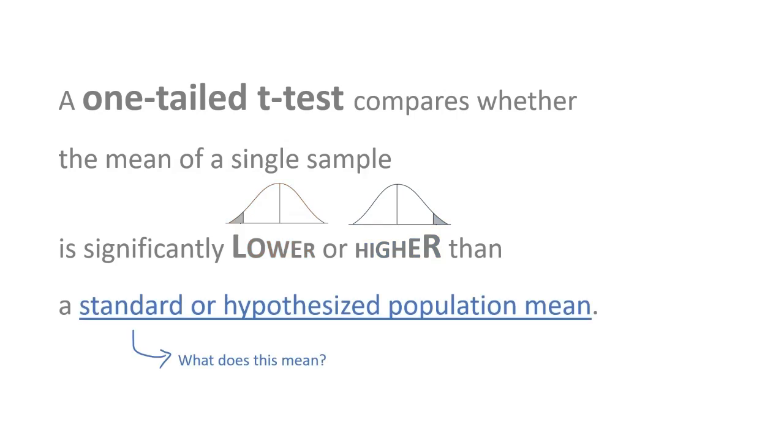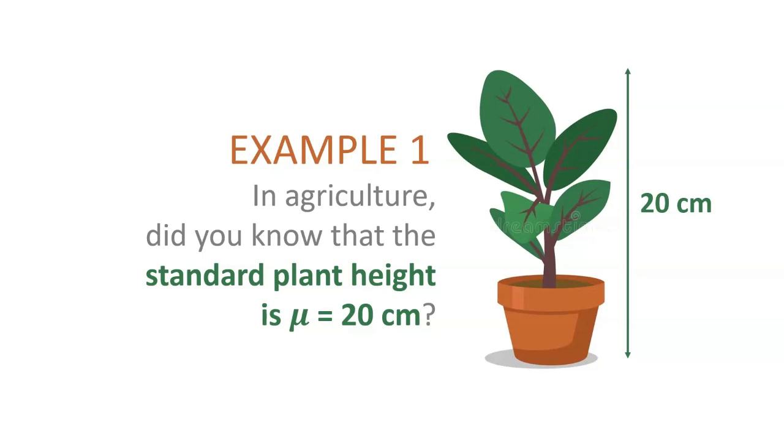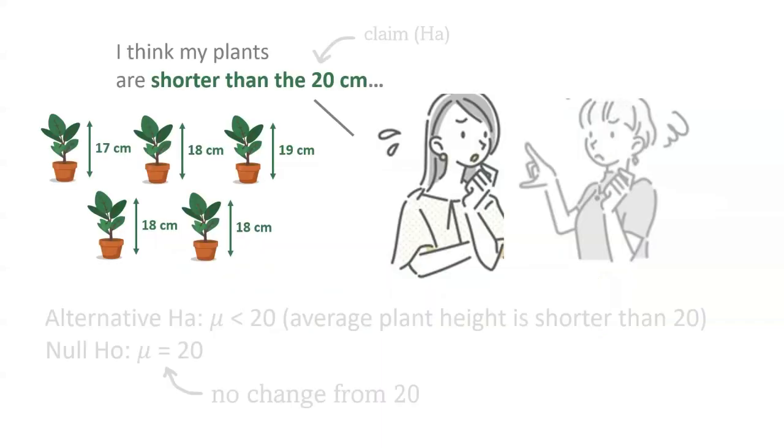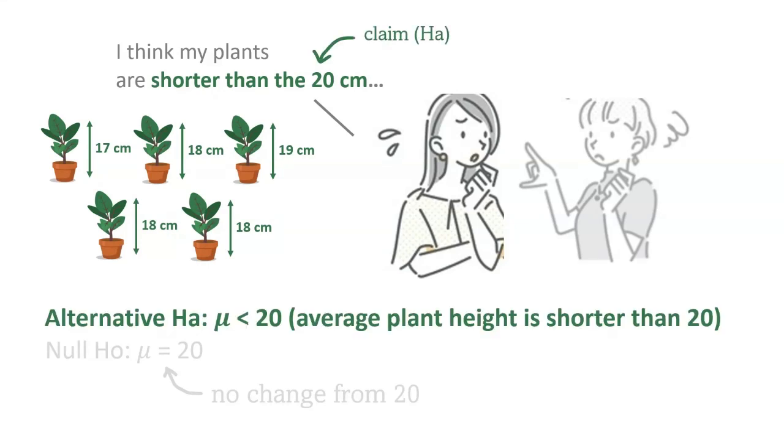What do we mean by comparing to a standard? Let's have an example. Did you know that in agriculture, standard plant heights average about 20 centimeters? This is the standard. Now, this situation shows that this woman is worried because she claims her plants seem to be shorter than 20 centimeters. This is her claim, which is also the alternative hypothesis. We may use the symbol mu is less than 20.